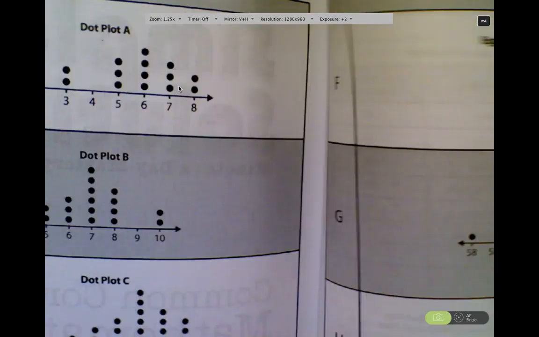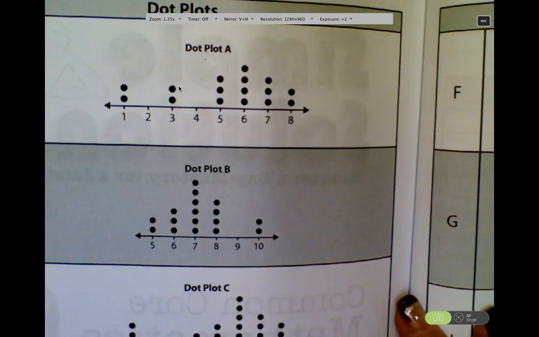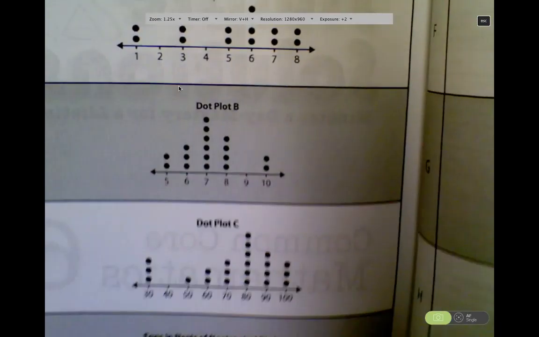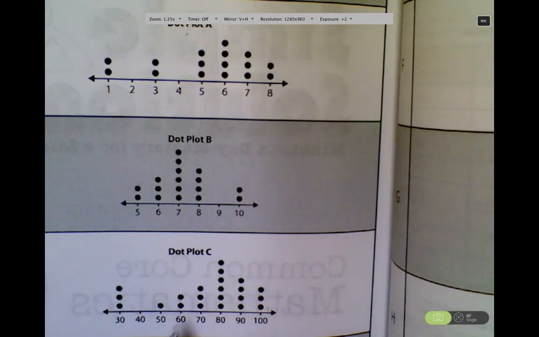Dot plot C. And if you take a look at dot plot C, you're going to see that it is skewed right.